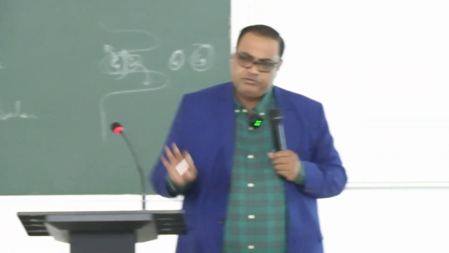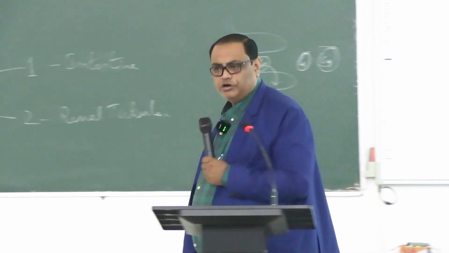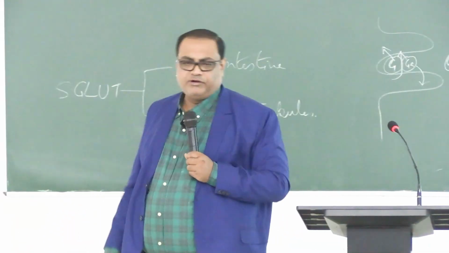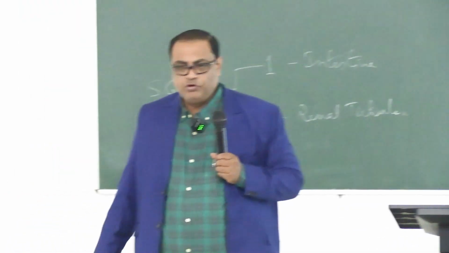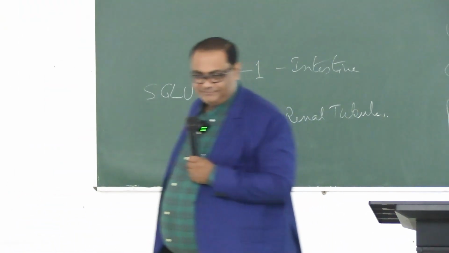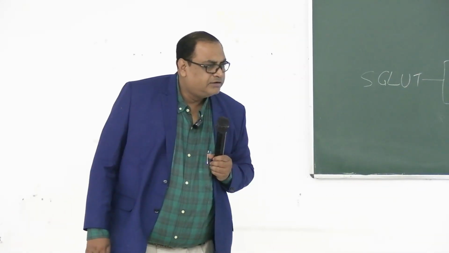Come to the third column. What is the heading? Whether they are insulin sensitive or not. Just write yes for GLUT4 and no for the rest. Clear? Yes for GLUT4 and no for the rest. That means except GLUT4, no other glucose transporter is insulin dependent.